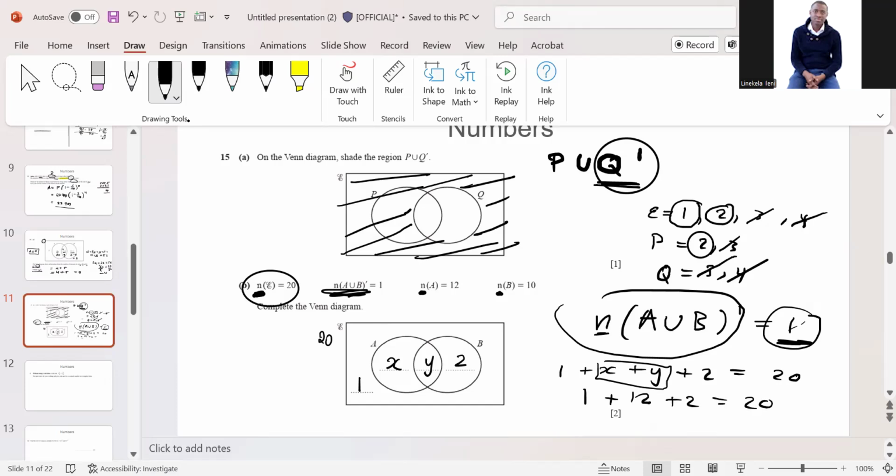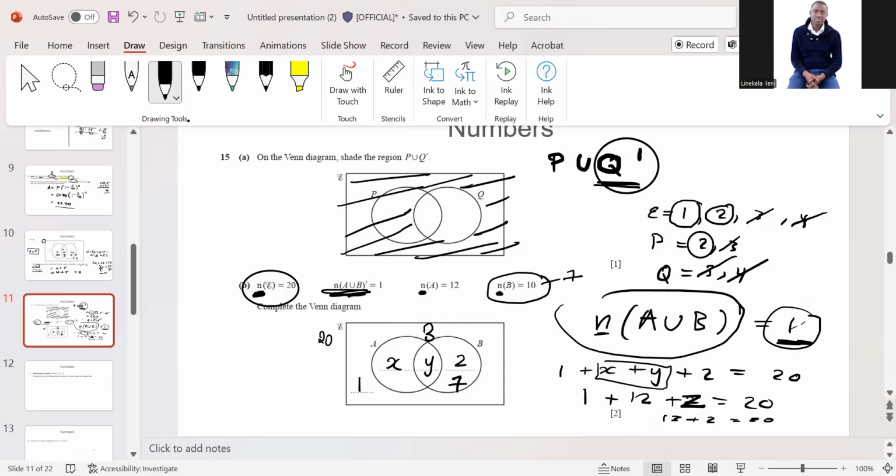Now you see, the reason I did this is to allow me to know how to solve this. Let me find out what Z is. If I say 1 plus 12, I'll get 13, plus Z equals 20. If I subtract 13 from 20, I'll get 7, which means inside here there are 7 numbers. Now that I know what Z is, and I'm also told in B there are 10 numbers, which means these two are supposed to add up to 10. So if I take away 7 from 10, I'm left with 3. So 3 plus 7 will give me 10.